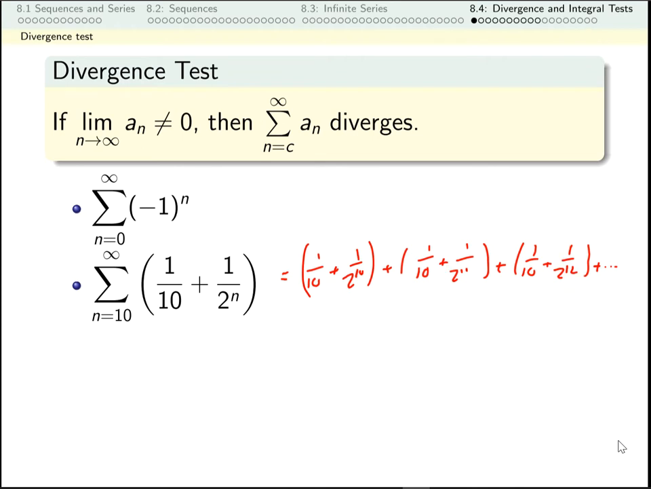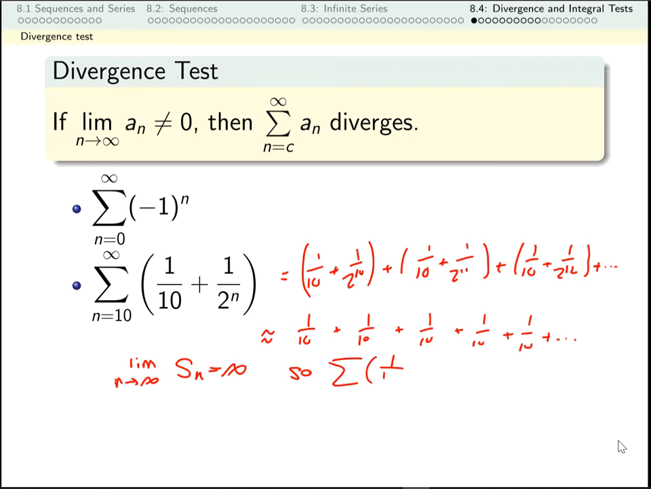So as n gets really big, this kind of just looks like 1/10, plus 1/10, plus 1/10, plus 1/10, and so on. And if I keep going infinitely long, I can see this isn't getting closer and closer to any one number. This is just piling up. This limit is going to infinity. So I can see that the limit as n goes to infinity of my partial sums is infinity. So that tells me my series diverges.